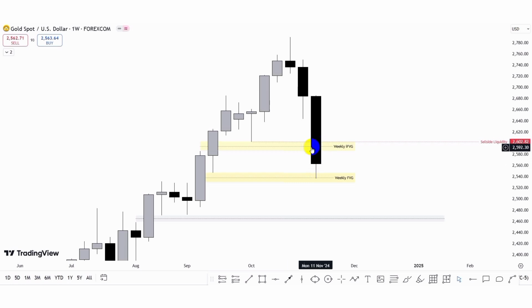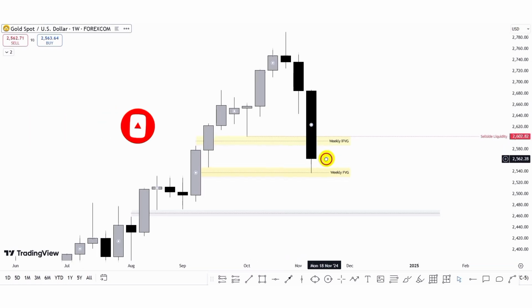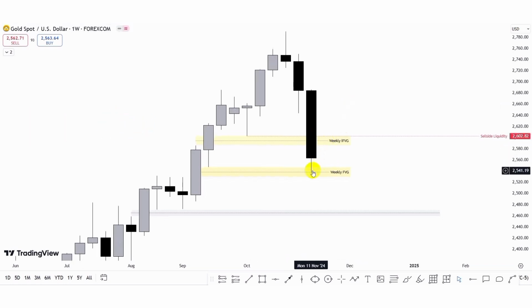But within this weekly fair value gap, I actually executed a bullish move from the 5-minute time frame. So now for the coming week, I'm expecting to see the possibility that price would push to the upside, maybe retest the weekly inversion fair value gap. And then we have our bearish continuation into this weekly fair value gap. We have this sell side liquidity, relatively equal low points.